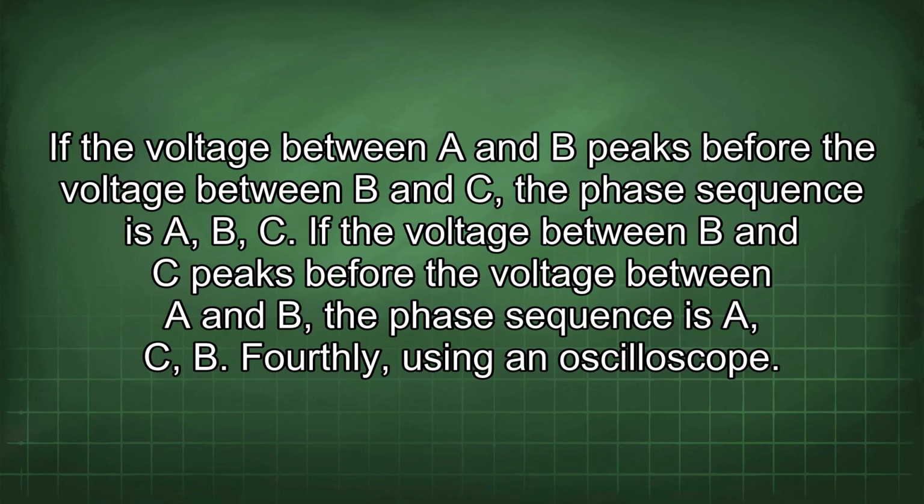If the voltage between A and B peaks before the voltage between B and C, the phase sequence is A, B, C. If the voltage between B and C peaks before the voltage between A and B, the phase sequence is A, C, B. Fourthly, using an oscilloscope.